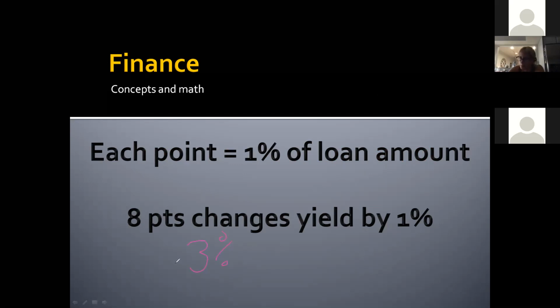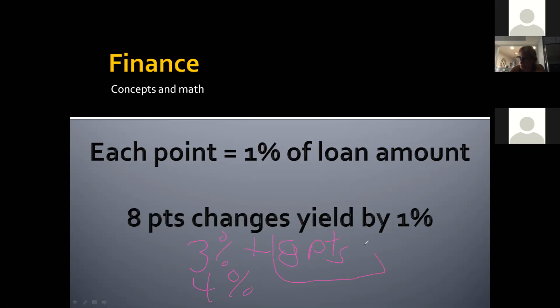And if the bank wants to be able to make money on that loan, 3% yield might not be enough. So now if the bank were to charge you 8 points, and that's interest you pay up front, those 8 points added to the 3% gives the bank a total yield of 4%. Okay? Now, what do these 8 points cost? They cost 8% of the loan amount.